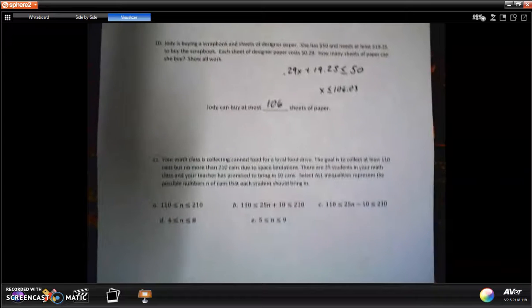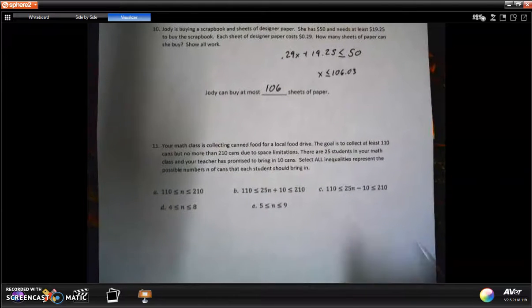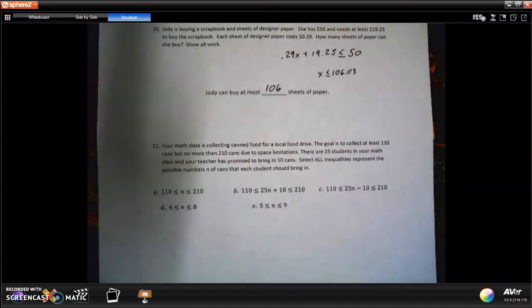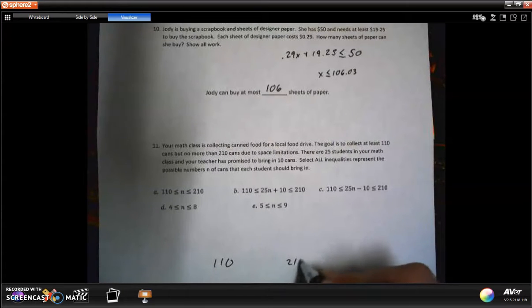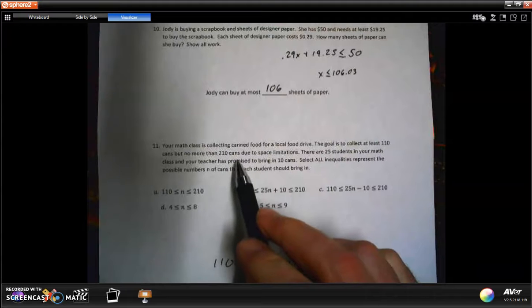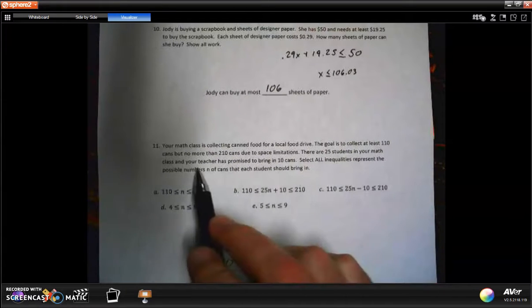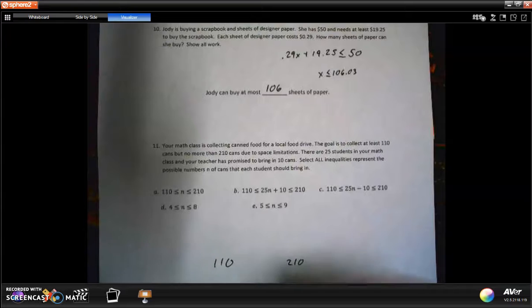Your math class is collecting canned food for a local food drive. The goal is to collect at least 110 cans, but no more than 210. So we know it's got to be between 110 and 210. Due to space limitation, there are 25 students in your math class, and your teacher has promised to bring 10 cans. So there's 25 students.